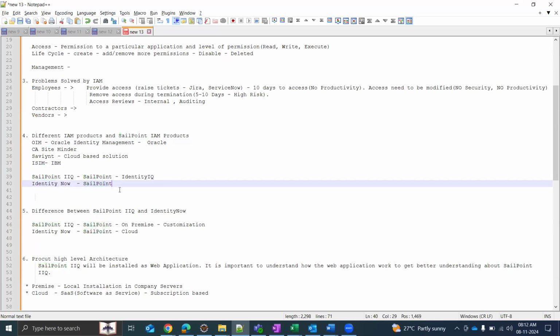So is there anything that came up very recently? Identity Security Cloud, yes? Actually, I wanted to cover that, but I didn't find any vendors for it. What we can say is, Identity Security Cloud is nothing but a modified version of Identity Now. Okay. So it's the same as Identity Now, they are trying to rename it. So there is going to be much difference between SailPoint IIQ and Identity Now. Yeah, so that's what we are going to discuss.